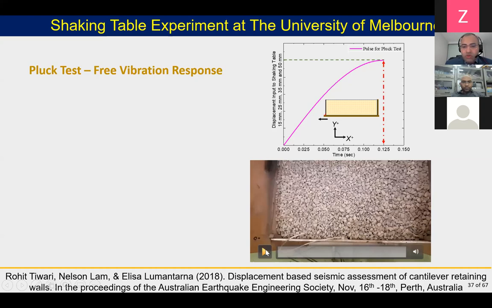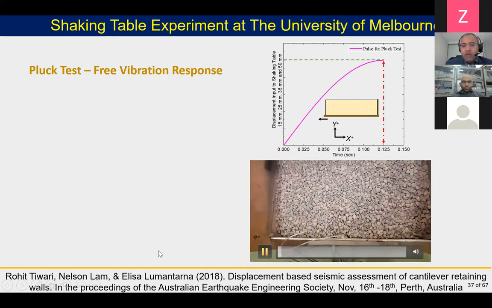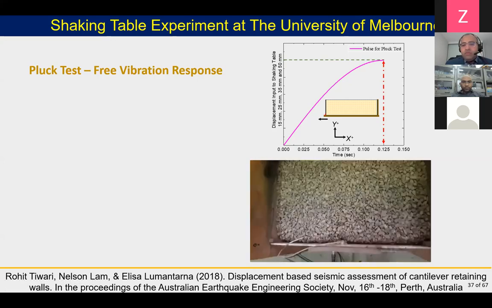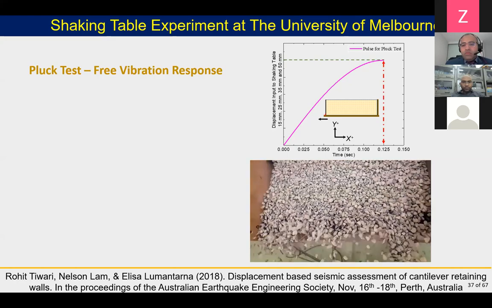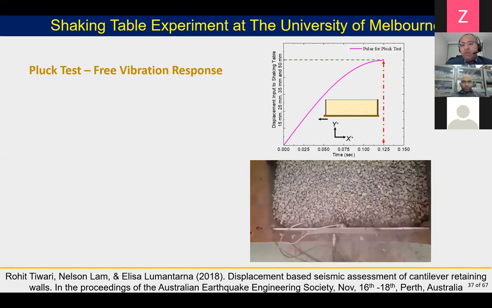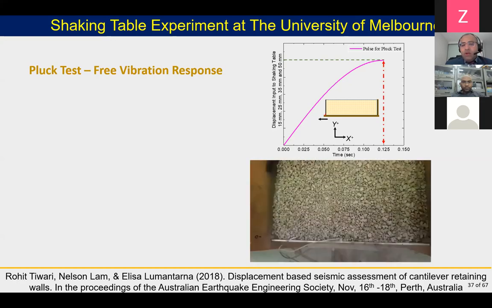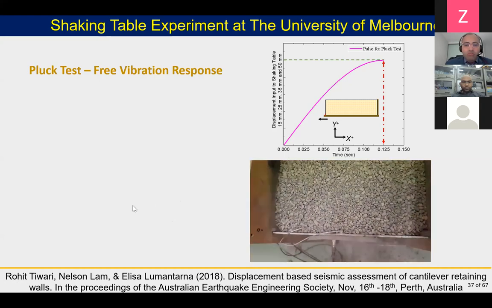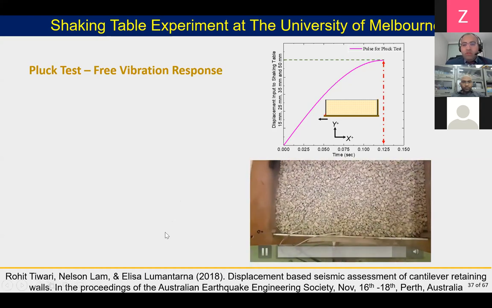So I just wanted to show you the result, or maybe this is the high definition camera recording. As soon as the wall started moving, you can see the gap between the wall and the soil, and the accelerometers you can see there, and then stop. So everything finished in, I think, less than 1 second maybe.